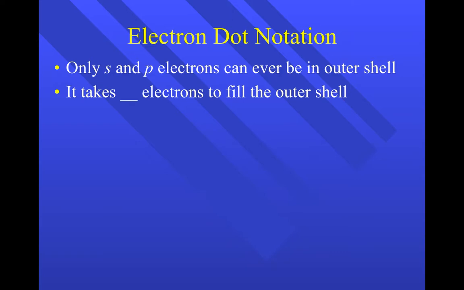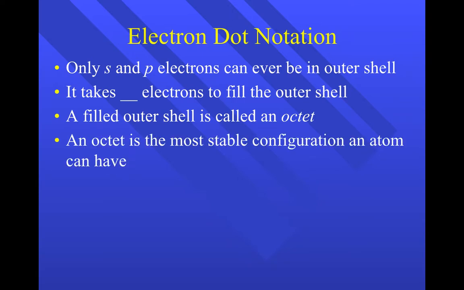And remember, what is the most famous number in electrons? It has to do with the number 8, right? So we call that an octet. A filled outer shell is always called an octet. And 8 is the magic number because that is the most stable electron configuration that an atom can have. And noble gases always have octets. And that is one of the reasons why they are relatively inert.